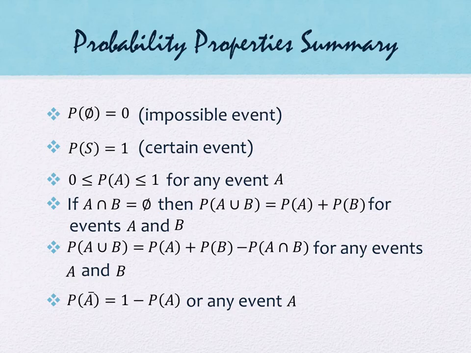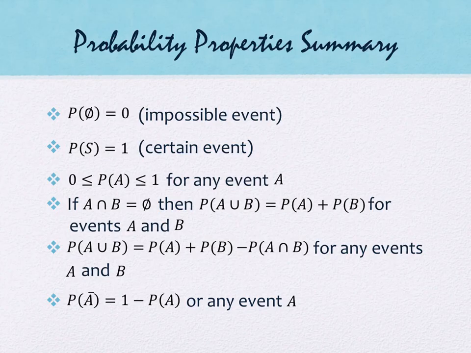And the third one is one we already talked about. All the other probabilities are going to be between 0 and 1, depending on how likely they are. The next 2 talk about what happens when you have mutually exclusive events. If you have events that are mutually exclusive, they have nothing in common, then when you join them together, you can just add the pieces together.